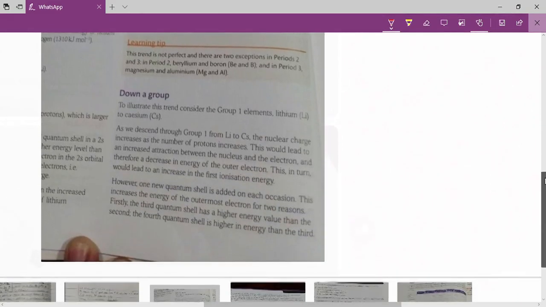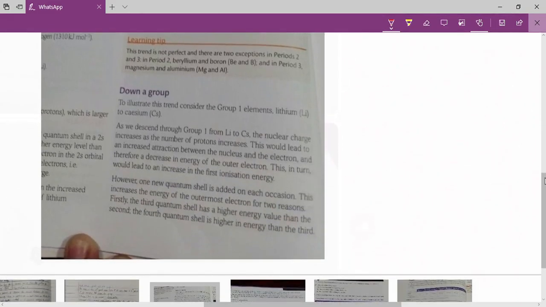And down the group, beta, same thing. Down the group, I think they will give the same explanation as I explained to you. Here you can see in the group, first from lithium to calcium, the nuclear charge increases as the number of protons increases.